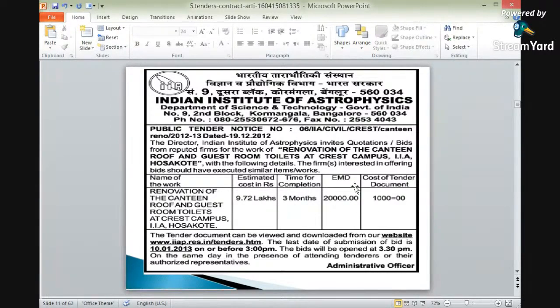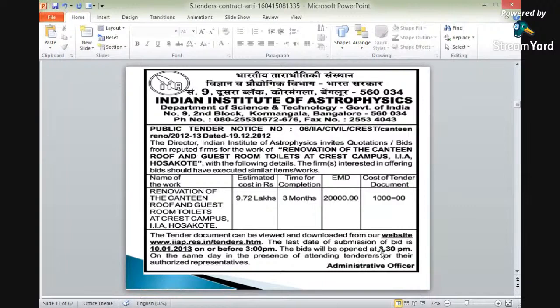For the earnest money deposit, EMD, it requires 20,000. So 20,000 is the earnest money deposit. What is the cost of the tender documents, in which all the prescriptions, all the types of work, all the specifications, and all the details will be mentioned? It is about 1,000 rupees. The tender document can be reviewed and downloaded from the website, which is also given.